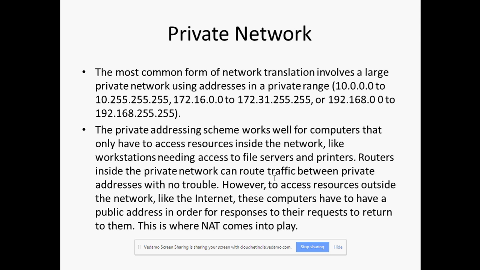The private address scheme works well for computers that only need to access resources inside the network, like workstations needing to access a file server and printer inside the local network, then there is no problem. Routers inside the private network can route traffic between private network addresses with no trouble. However, to access resources outside the network, like the internet, these computers must have a public IP address in order for responses to return to them. This is where NAT comes into play.